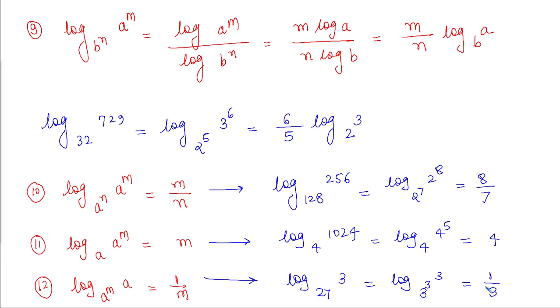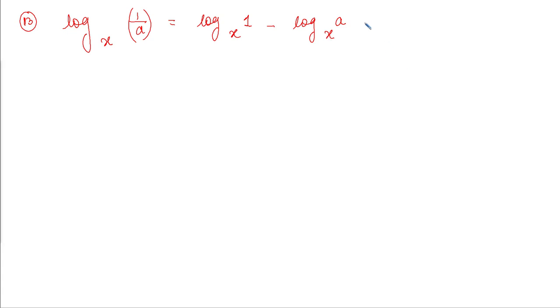Okay everyone, now after this, let's have a look at the 13th property. The 13th property is log of 1 upon a to the base x. Now by using the second property, can we write this as log of 1 to the base x minus log of a to the base x? Log 1 to the base x minus log a to the base x is log of 1 divided by a to the base x.